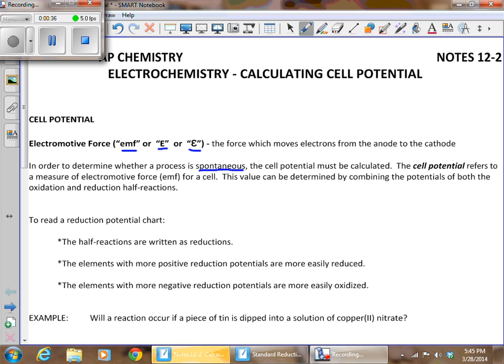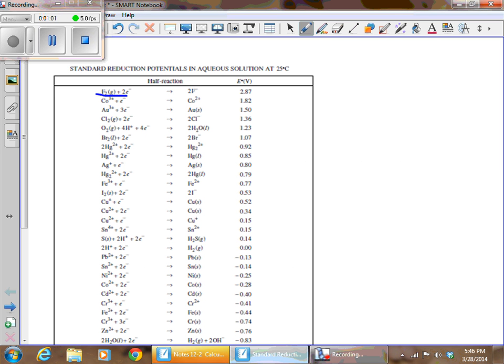And we can find that cell potential by looking at the electromotive force or the potentials of both the oxidation and the reduction half reactions. Now, there are tables that have these potentials listed, and one such table is called a reduction potential chart. The one that is given on the AP test looks like this.